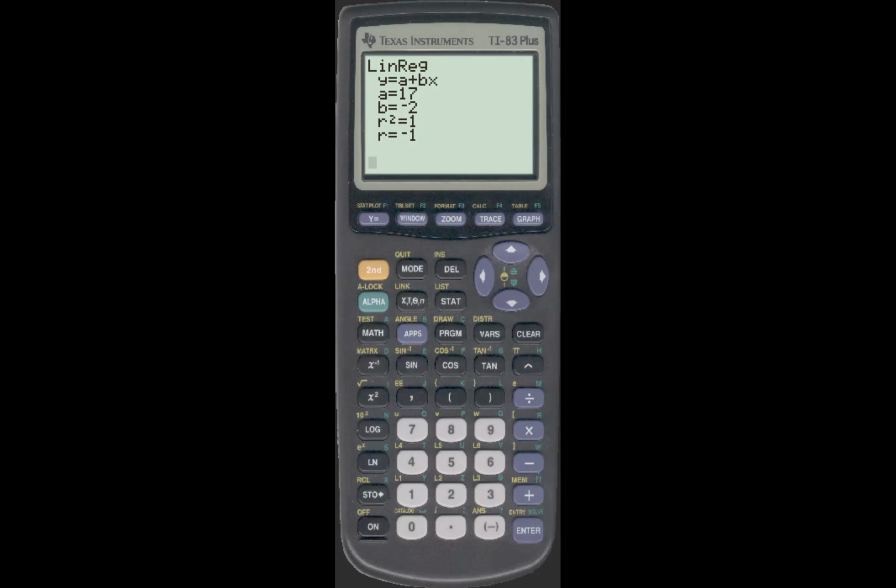Go back to second stat. Yes. There's also another way to do this that might be better. I wonder if you can do an ANOVA.